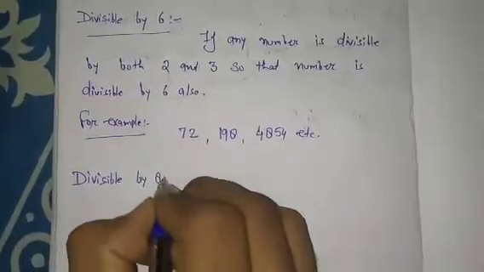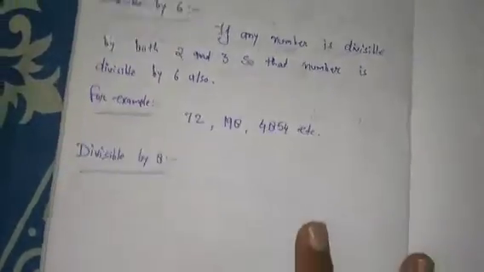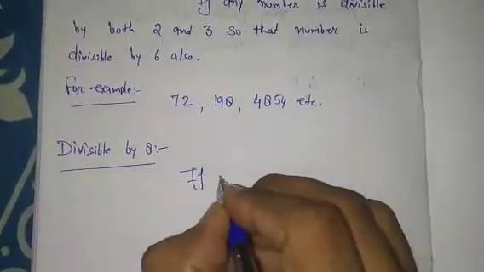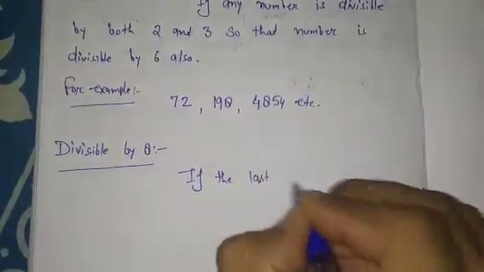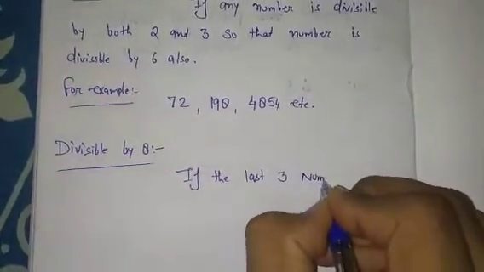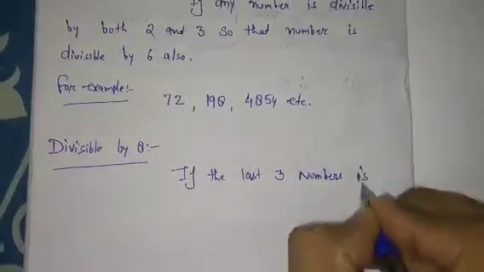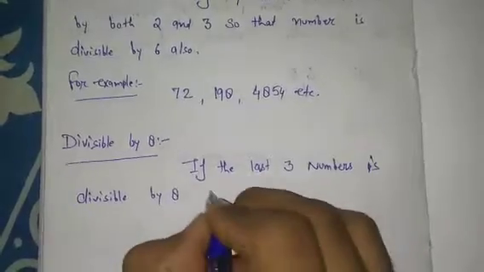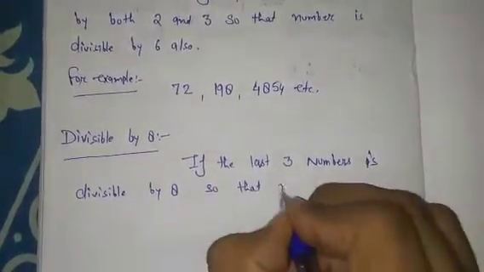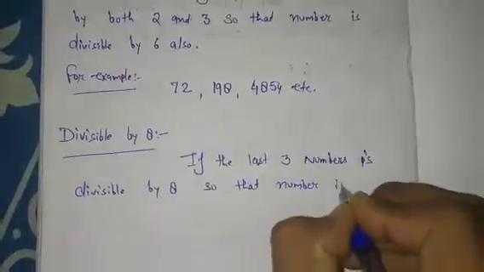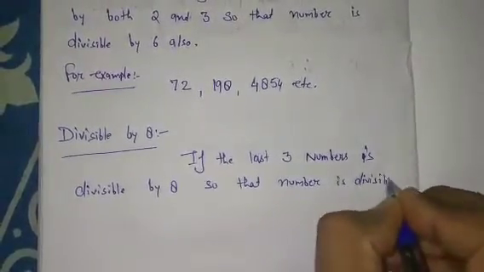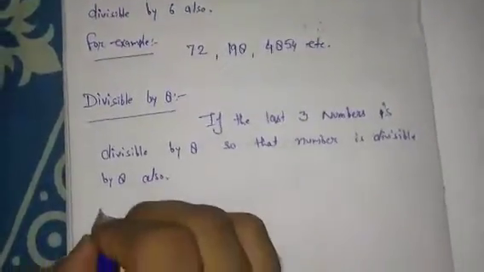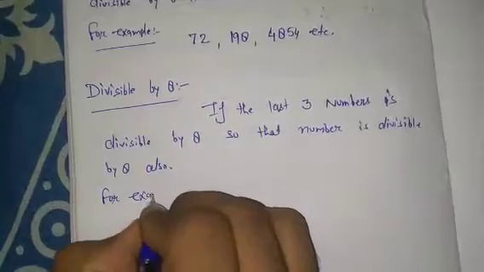Divisible by 8. Okay. If the last 3 digits are divisible by 8, that number is divisible by 8 also. Okay. For example, if you want to take any example, you can tell it also.